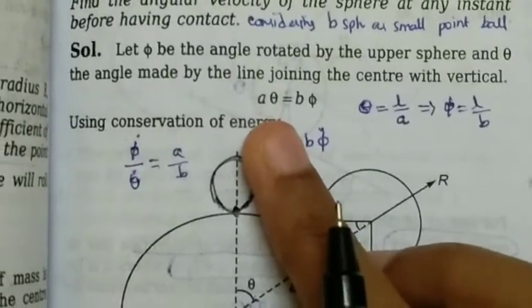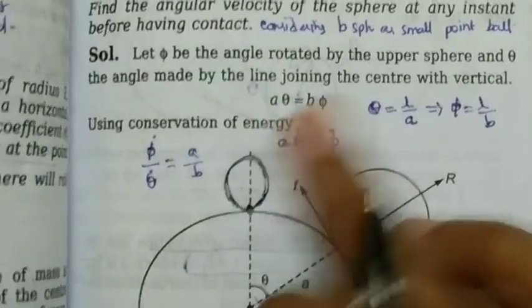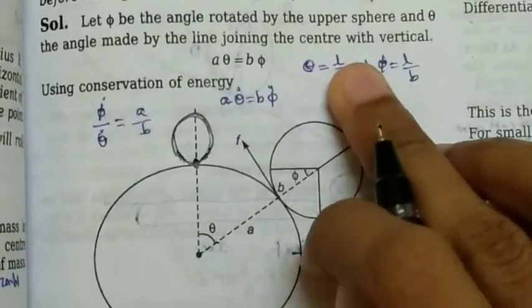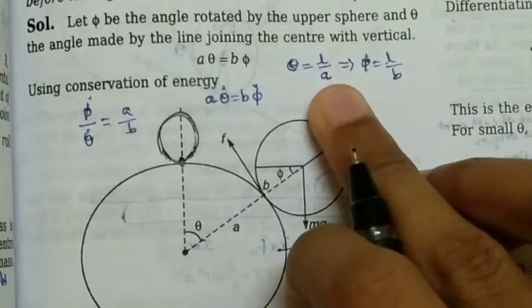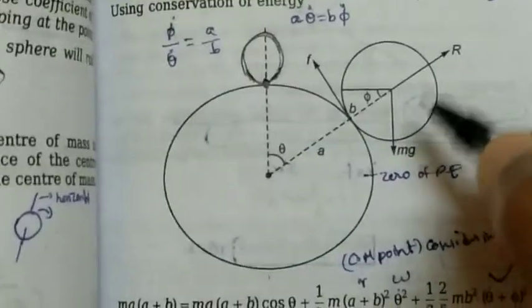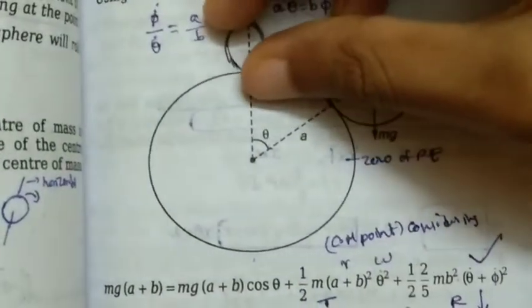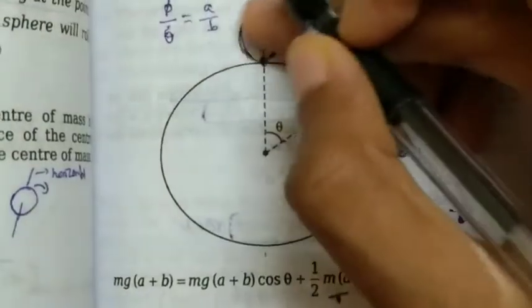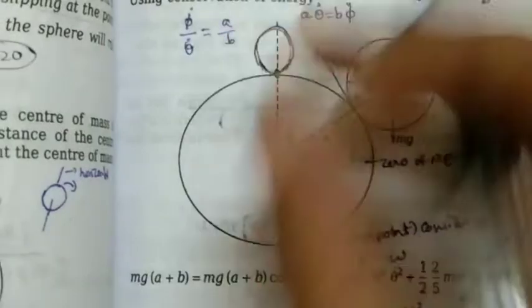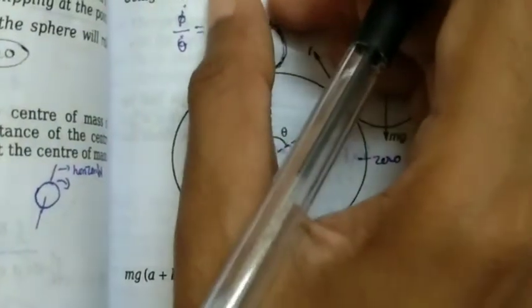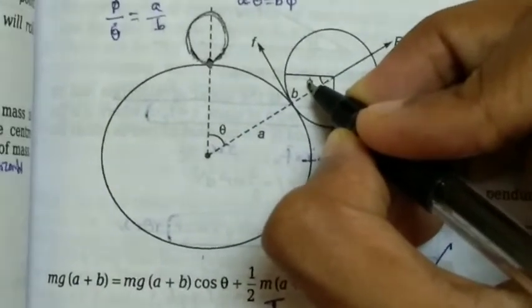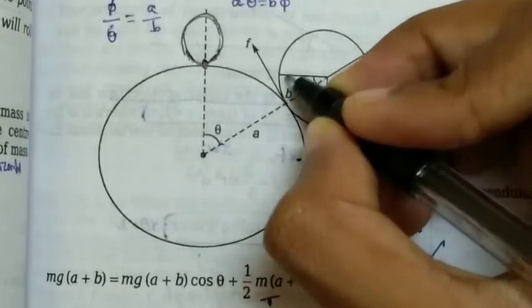Next, another equation is given, that is A theta is equal to B phi. We know that theta is equal to L by R for circular motion, that is, the length of the arc divided by the radius of the sphere. As there is a pure rolling motion, the distance the sphere has rolled down, that much distance it has traveled from here to here. The distance rolled on the sphere is nothing but the length of the arc. So phi is nothing but L by R, where L is the length of the arc and R is the radius of the sphere.